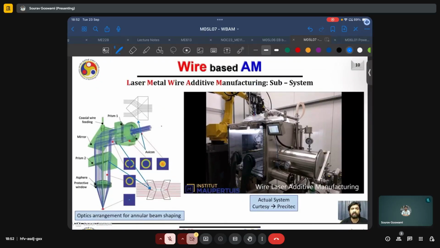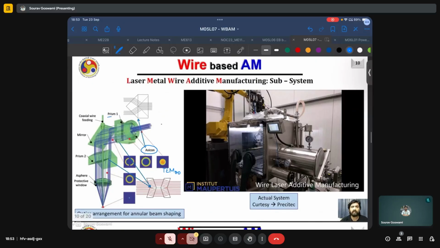As we discussed, the beam can also be split, or from a TEM00 profile, we can create a donut profile where there is a hollow region in between. And this is done by the use of sophisticated optics called an axicon, which uses a prism-like material as shown here, prism 1, to split the incident beam into multiple beams.